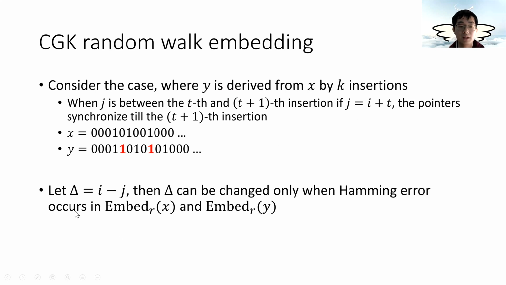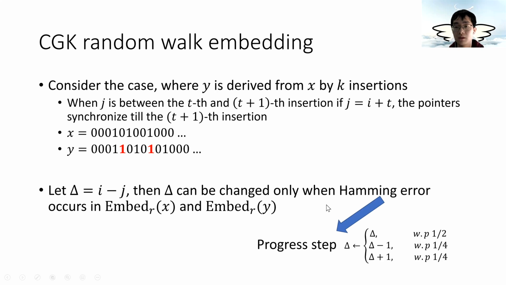Therefore, if we set delta to be i minus j, then delta can only be changed when a Hamming error occurs in the embedding output. And we will call this Hamming error a progress step. And when it happens, delta will have the following transition, which is actually a random walk.